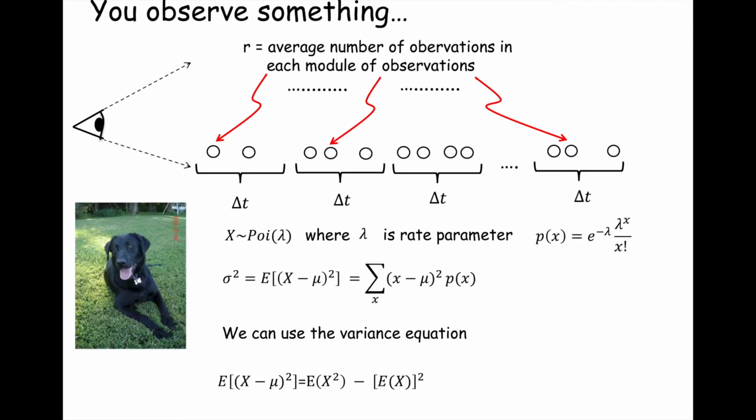I could have also taken my e of x and rewritten that e of x squared as mu squared, to make it look nicer, right? But I'm going to put it back to e of x squared because I want to get back to this variance equation, e of x squared.